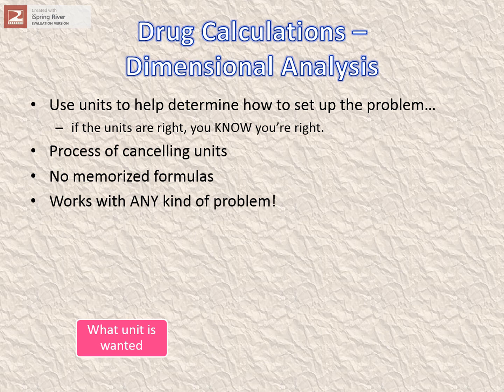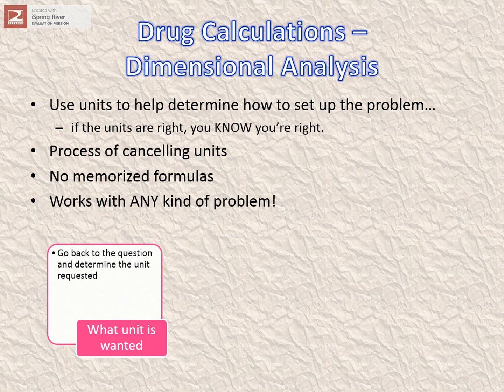The way you do dimensional analysis is you first determine what unit is wanted. Go back to the question. Determine the requested unit. In the problem, does it say how many tablets will you give? Then the unit wanted is tablets. Does it ask how many milliliters per hour are you going to give? Then the requested unit is milliliters per hour.